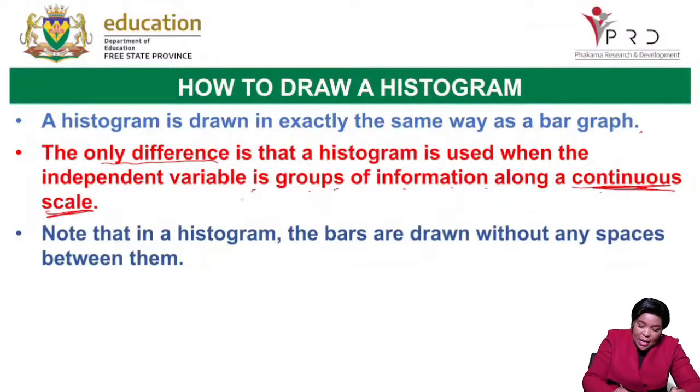So how do you know it? The bars are joined together. They are all joined together. So this will be your histogram. This is how you identify. Note that in a histogram, the bars are drawn without any spaces between them.